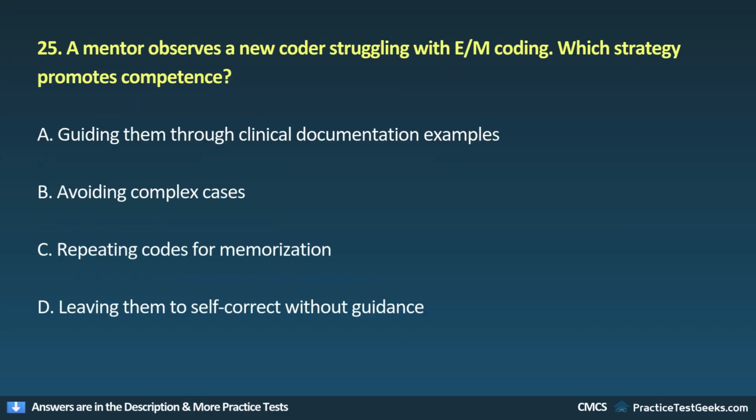25. A mentor observes a new coder struggling with EM coding. Which strategy promotes competence? A. Guiding them through clinical documentation examples. B. Avoiding complex cases. C. Repeating codes for memorization. D. Leaving them to self-correct without guidance.